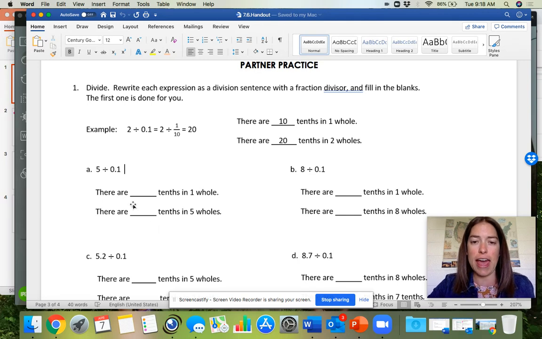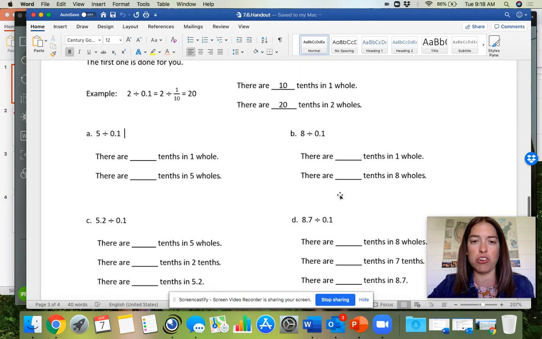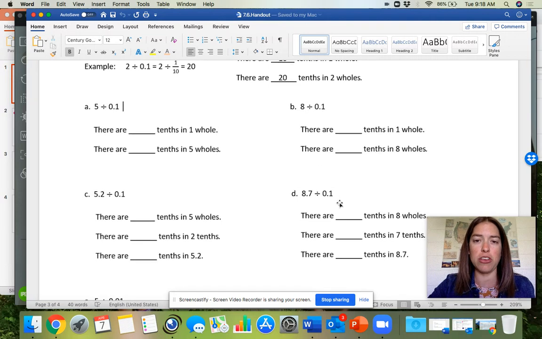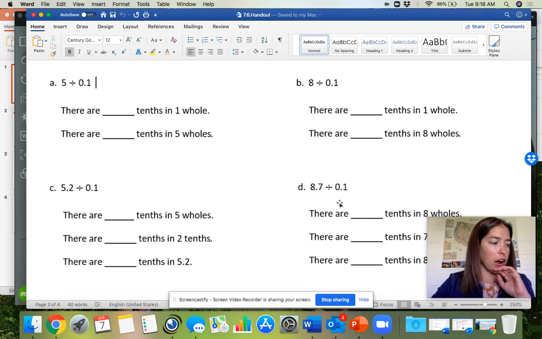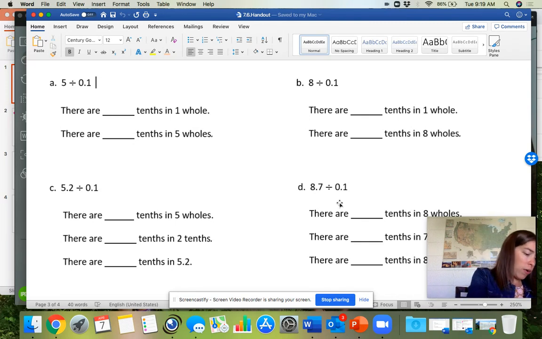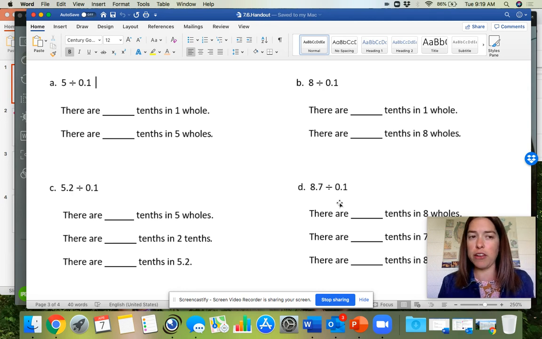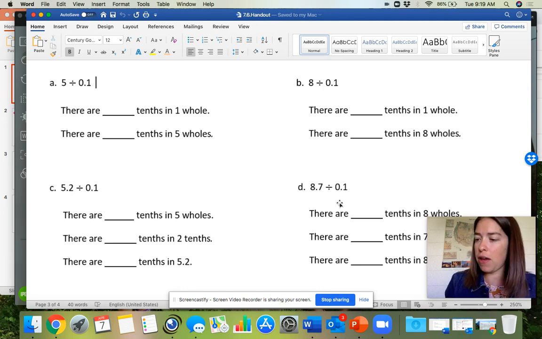Let's take a look at A and B together. I want you to look at them up here, and then I'll show you how you can write this on your scrap paper. All right, looking at question A. Go ahead and write on your scrap paper 5 divided by 1/10.